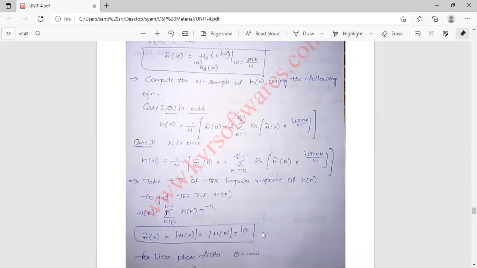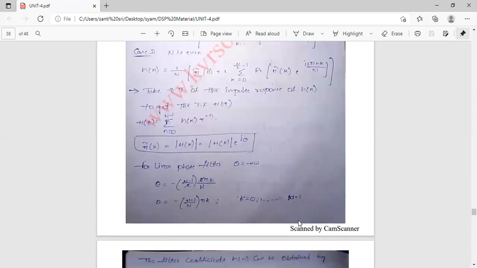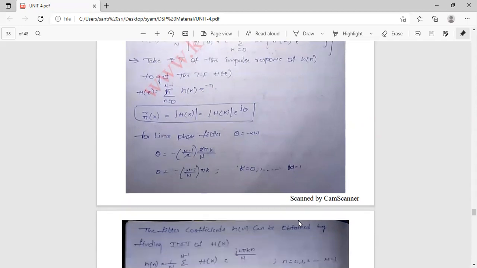So now take the Z transform of the impulse response h of n to get the transfer function H of z. So H of z equal to sum over n equal to 0 to N minus 1 of h of n into z power minus n. So h bar of k is equal to the magnitude of H of k, that is H of k into e power j theta. For a linear phase filter, theta is minus alpha into omega, so theta equal to minus of (N minus 1) by 2 into 2 pi k by N. The 2 gets cancelled, so theta equal to minus of (N minus 1) by N into pi k, where k equal to 0 to N minus 1.